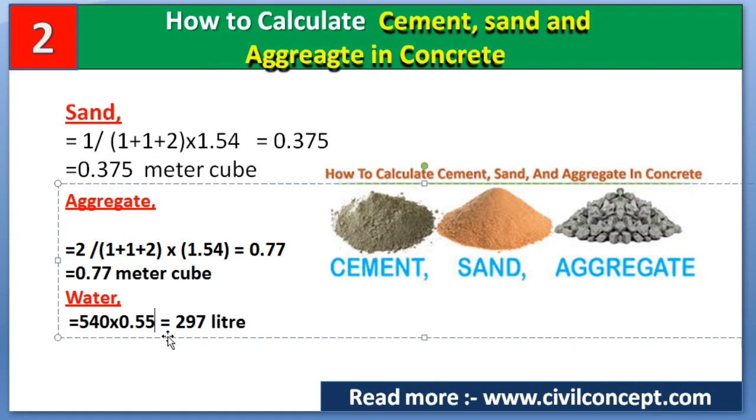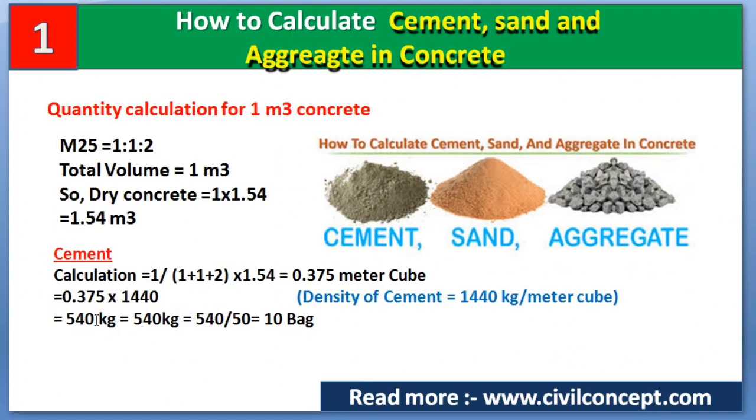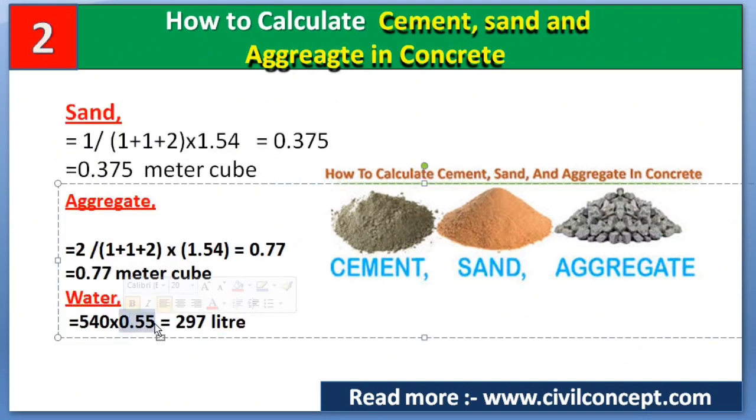Now for water, we add 297 liter of water for 1 meter cube of concrete, because we have taken 0.55 as the water cement ratio. Here 540 is the weight of cement, which we have already calculated, and if we take 0.55 as the water cement ratio, then we get 297 liter of water.